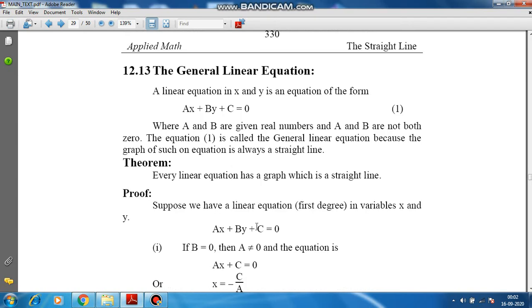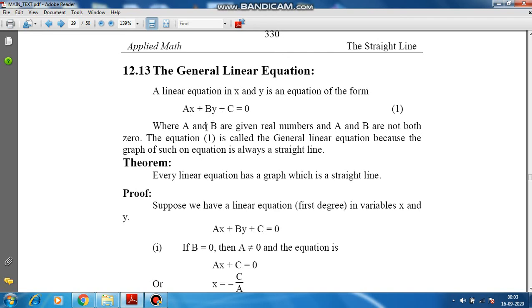Now the next topic is the general linear equation. The equation of a straight line in general form is written as ax plus by plus c equal to 0. That is a linear equation. Linear equation means x and y are in degree 1 and there is no product of x and y. The power of x and y is 1 and there is no product term. But between x and y, any one may be absent in the equation of a line.